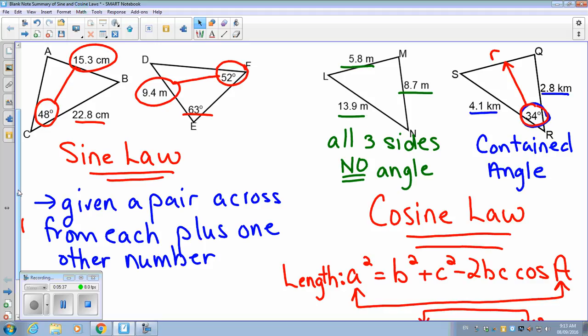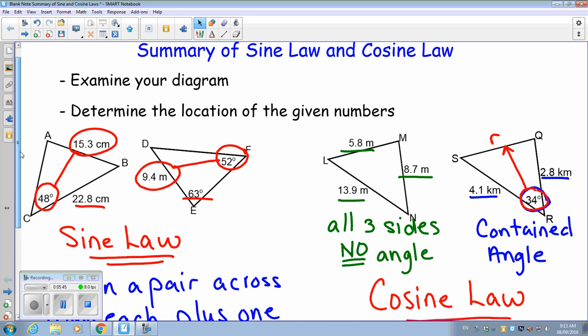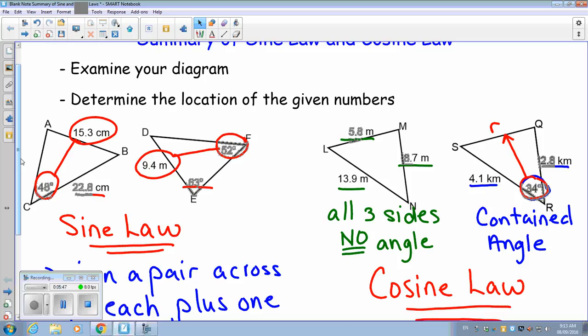So your job now is to do the sheet of questions with mixed sine and cosine law questions. Your job with every triangle, look at each picture carefully. If you have a side and an angle across from each other, sine law. If you know all three sides, cosine law. If you have an angle between two sides, cosine law.